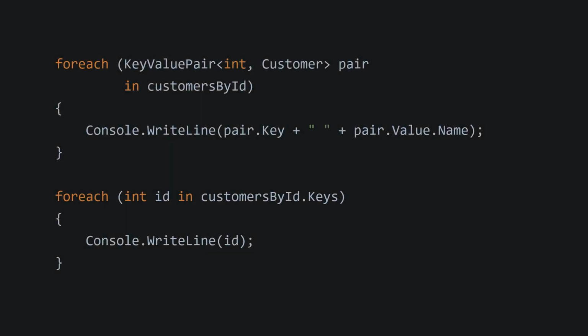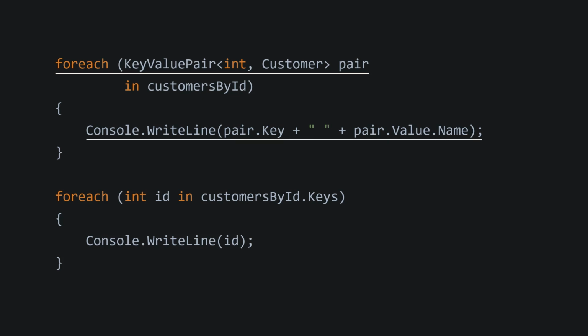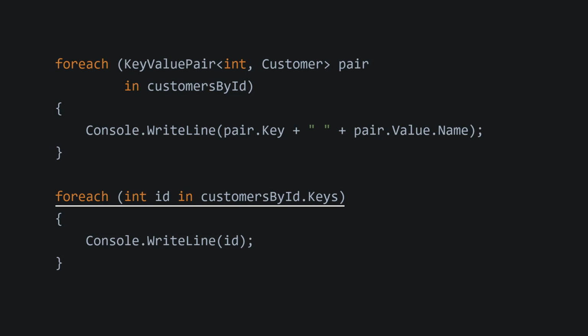You can still walk the whole thing when you want to. For each over a dictionary gives you 1 pair at a time, and each pair has a key and a value. There is also dot keys for just the labels, and dot values for just the contents. Worth knowing, the order you get them back is not guaranteed to be the order you put them in, so never rely on it.